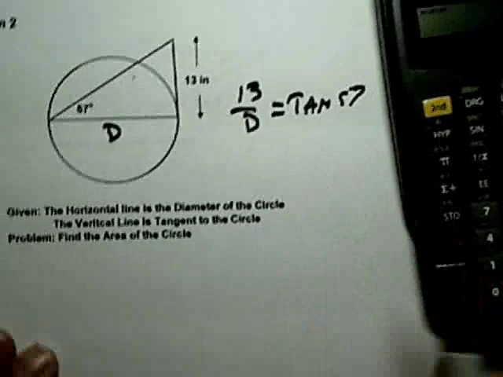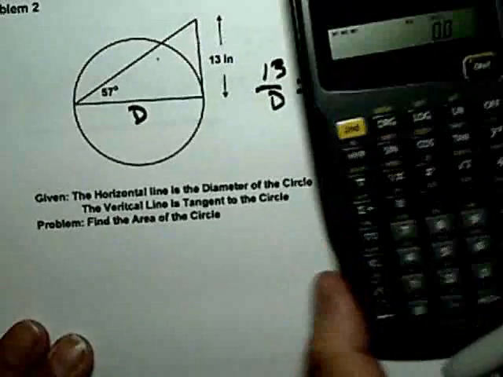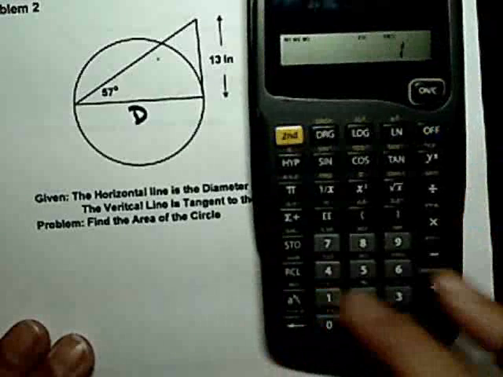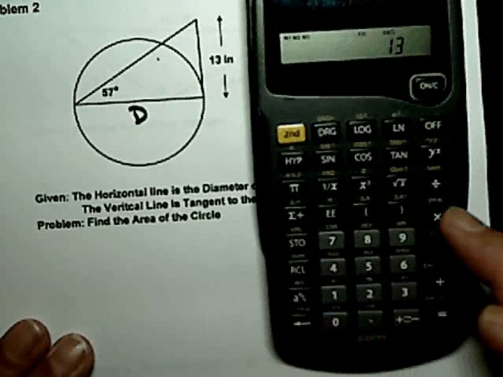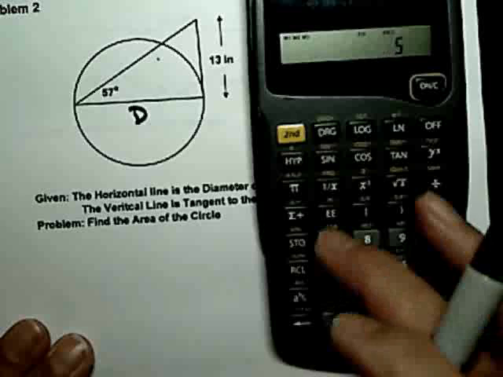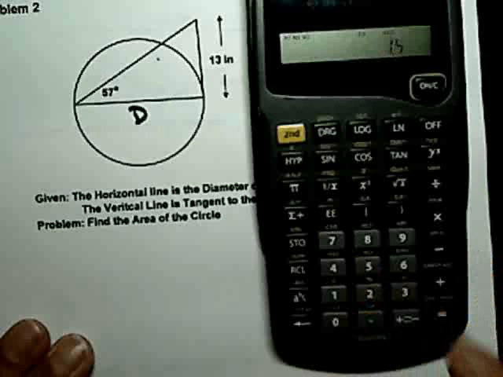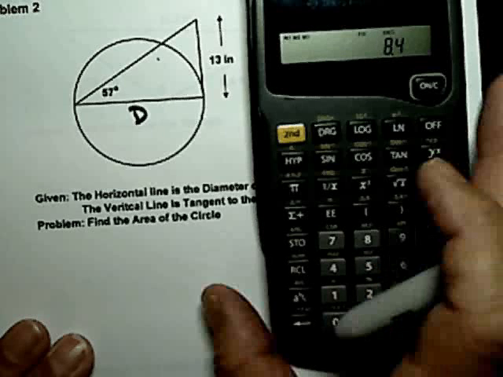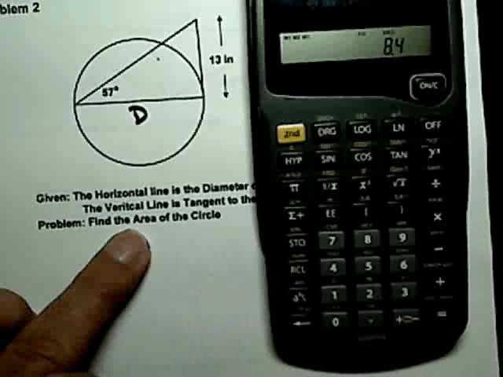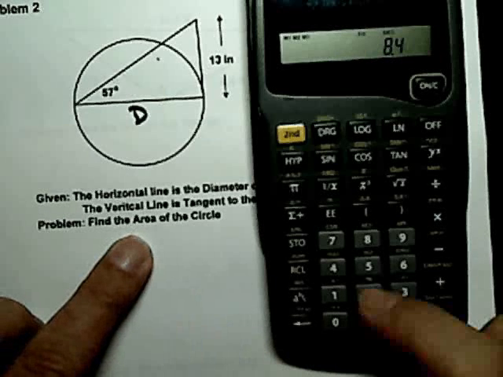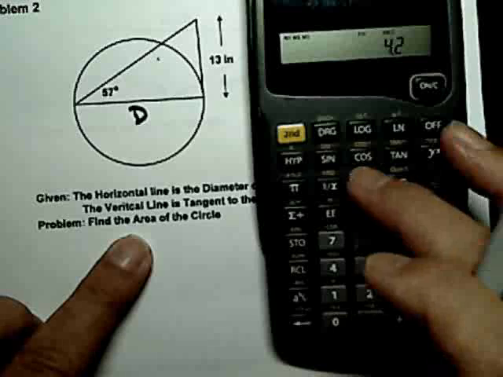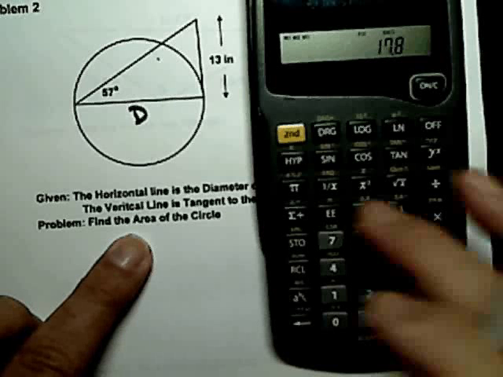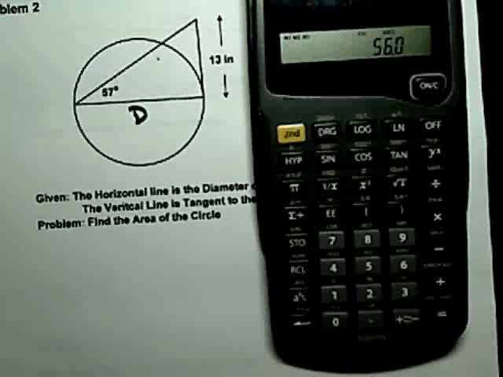Now you apply a little algebra. You flip and do what we teach you to do in algebra, and you take 13 and you divide by, we put in 57 degrees, we take the tangent, we hit equals, and we get 8.4, and that will be this diameter. I want to know the area, so I'm going to divide that by 2. That gives me the radius. I'm going to square the radius. I'm going to multiply that by pi, and I'm going to get 56 is the answer. And so there you have it, 56 square inches.